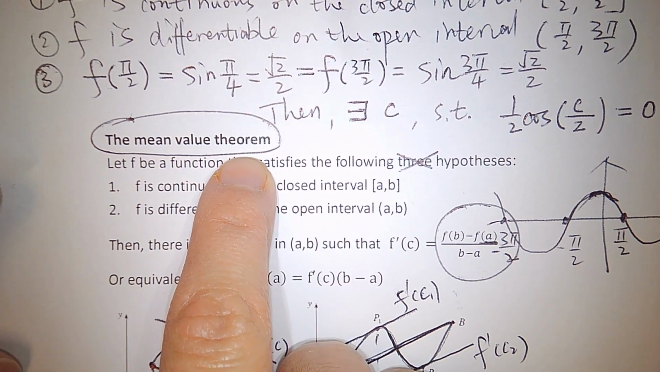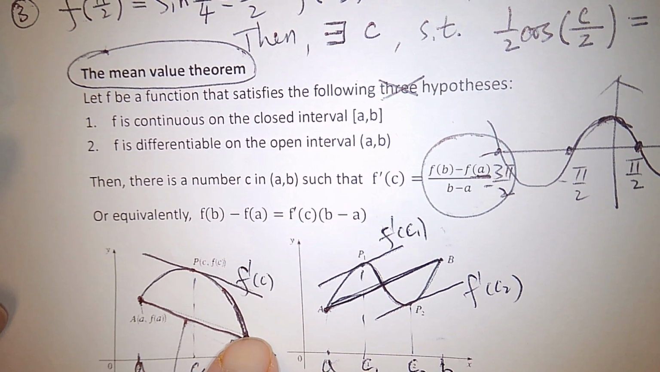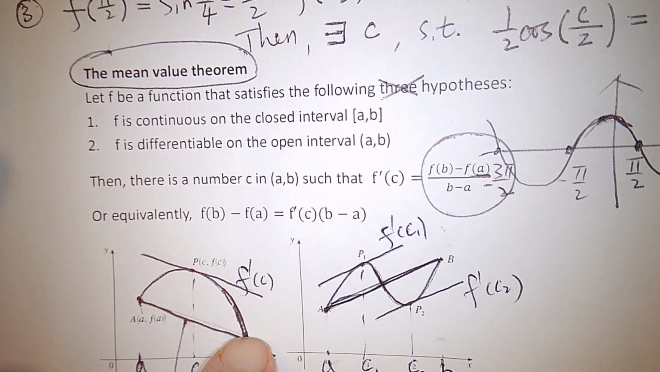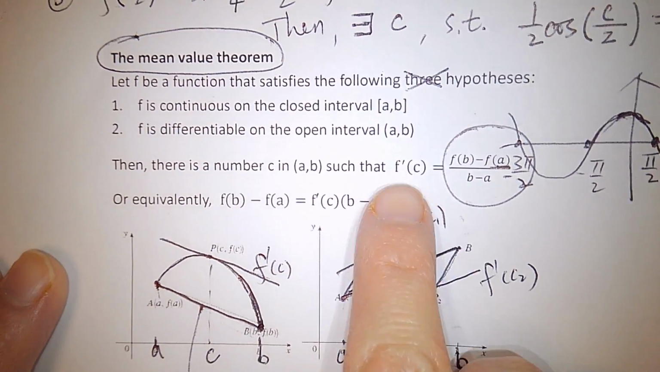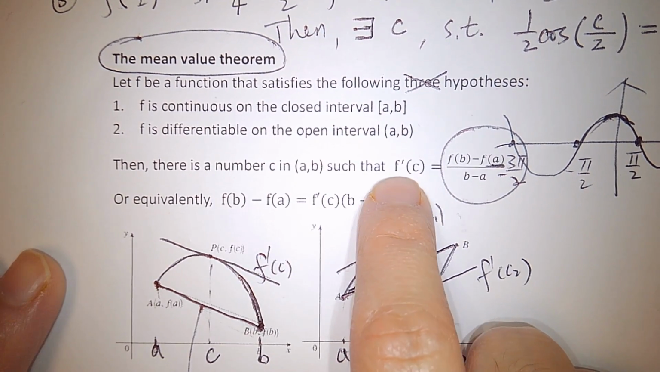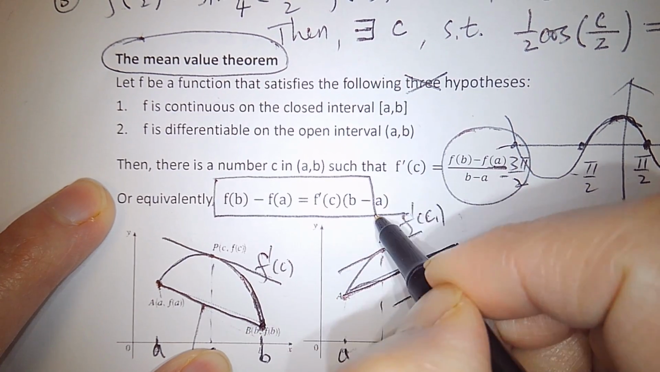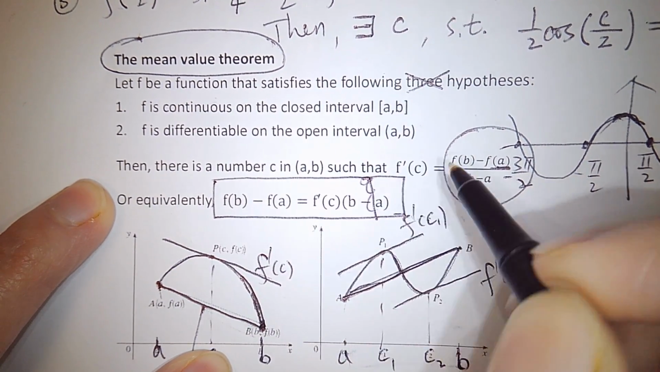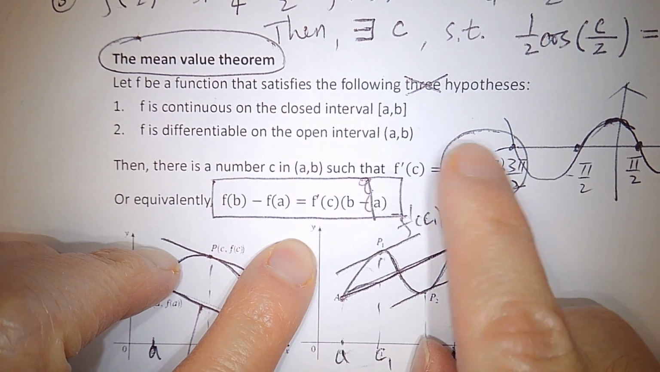The mean value theorem is more general. It does not need us to have what? f of a equals f of b. Do you see that? So this is the mean value theorem. A lot of times we use this, or we can use this as well. This equation and this equation, they are the same thing. Do you see why they are the same?